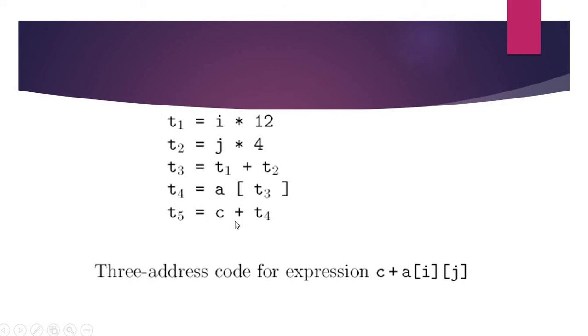So here C + T4. The T4 value is nothing but A[I][j]. In this way, the 3 address code for the expression C + A[I][j] will be calculated.